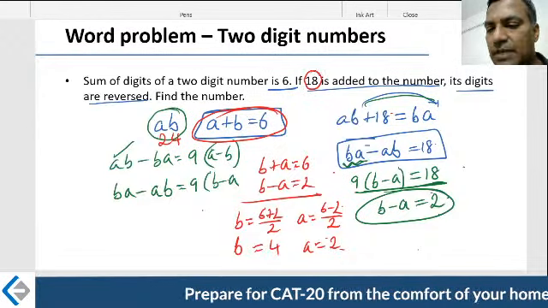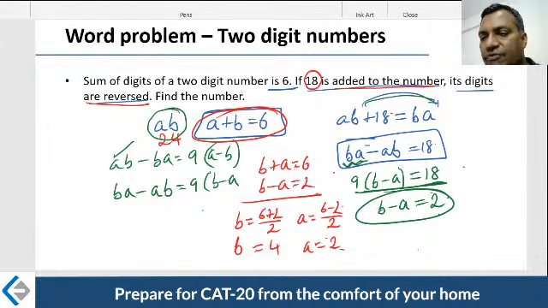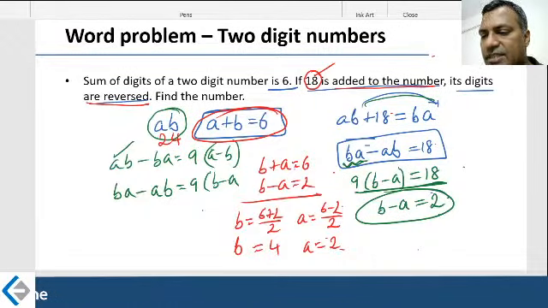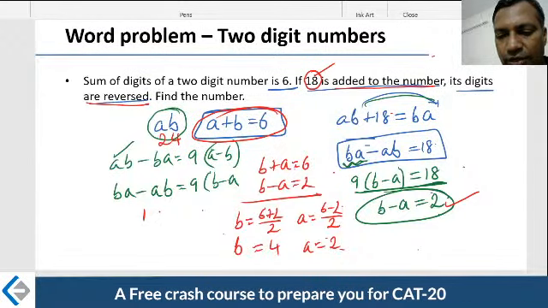18 is the difference. 18 is added to the number, its digits are going to be reversed. The difference between the number and the number found by reversing its digits is 18, so the difference between the digits is 2. If the difference is 2, write the numbers quickly. You can write it to yourself.